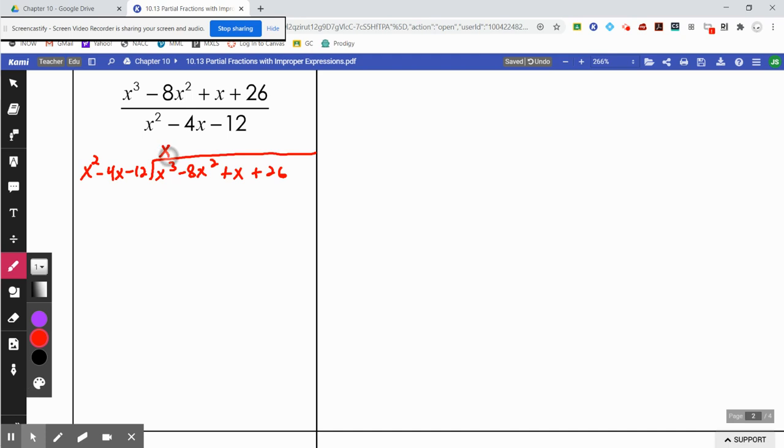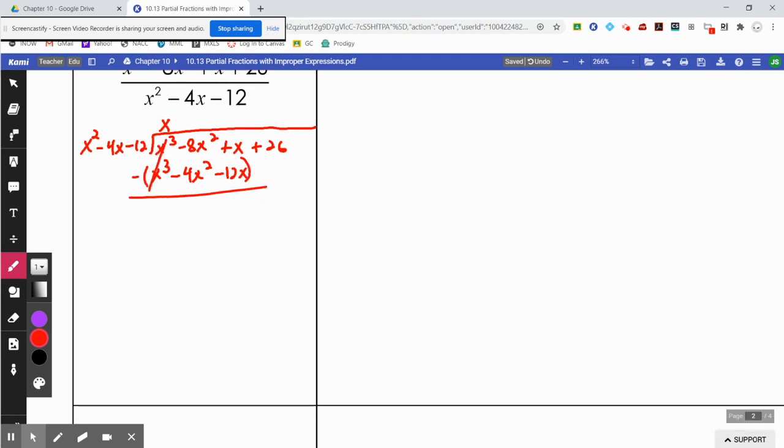X squared into x to the third goes x times. Distribute, we get x to the third minus 4x squared minus 12x. Let's subtract. These will cancel. Negative 8 minus negative 4 will be a negative 4x squared. 1 minus negative 12 will be plus 13x. Bring down the 26. We hadn't had to do that yet.